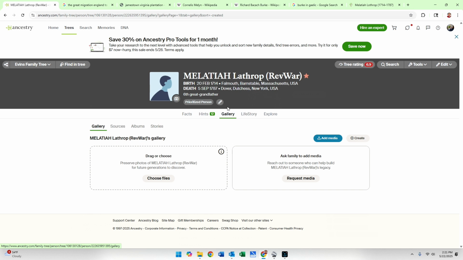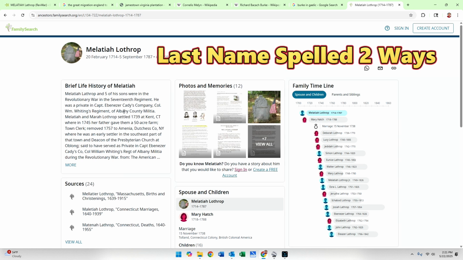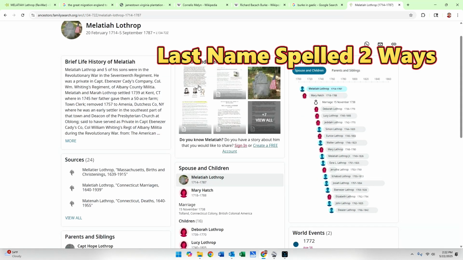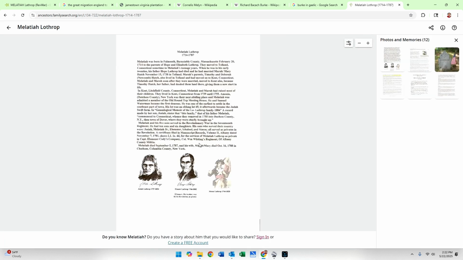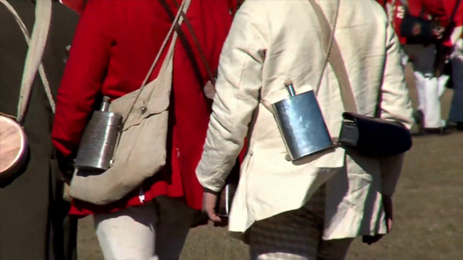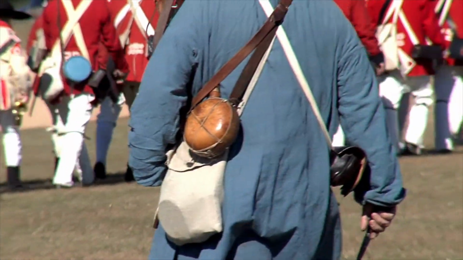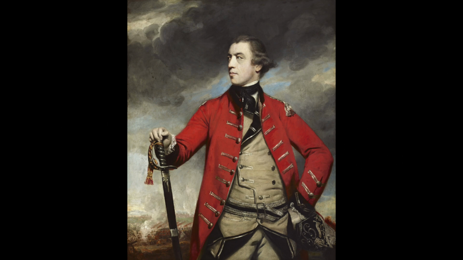What was fascinating to me was to discover that Melatiah and 5 of his sons were in the Revolutionary War in the 17th Regiment. So not only did we get here, and here's some pictures of some of the other family members from the time. The company that Melatiah and at least 2 of his sons were in is the company that fought against General Burgoyne at the Battle of Saratoga and accepted his surrender.